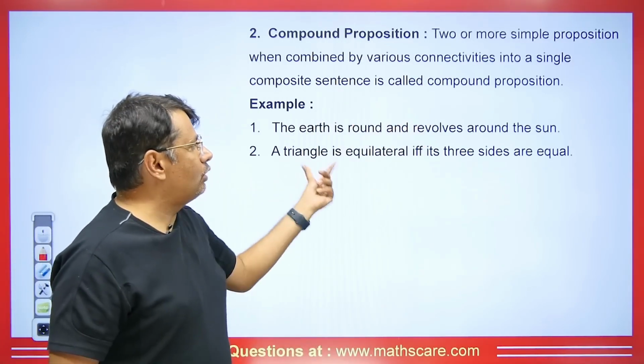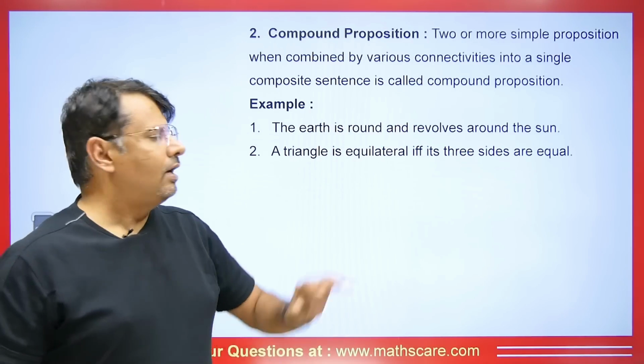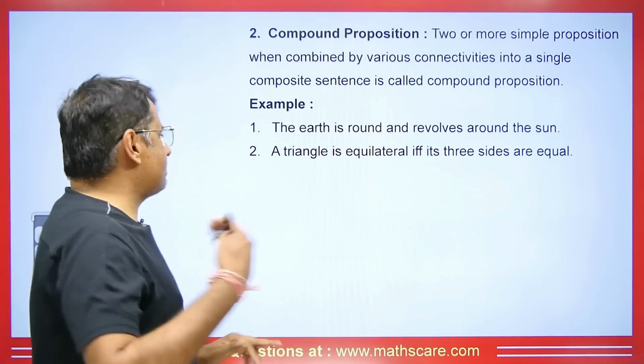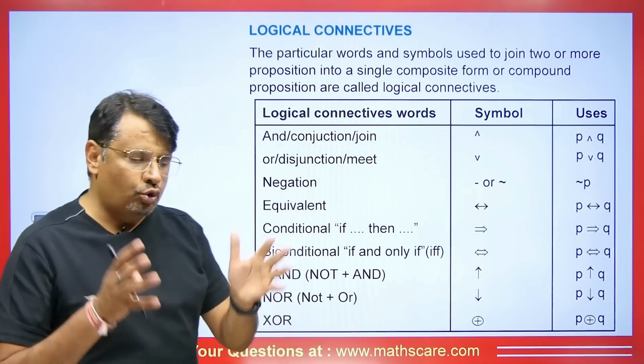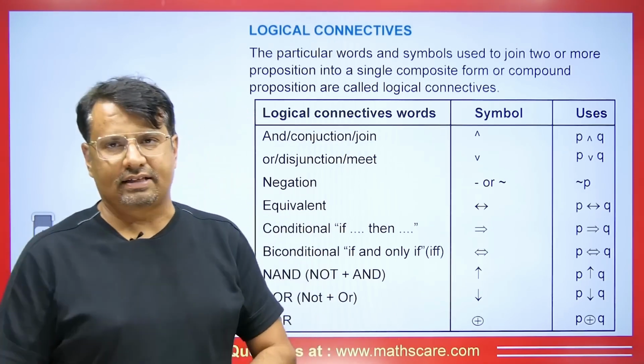So, if and only if are doing what? They are connecting two sentences. This is called connectives. Now I will tell you how many types of these connectives there are, and we can understand them through these symbols, that is, how to connect two sentences, right?